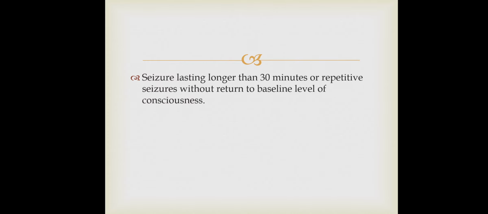What is the definition of status epilepticus? Seizure lasting longer than 30 minutes or repetitive seizures without a return to baseline level of consciousness within the 30 minutes. Either the continuous seizure or the intermittent seizure for 30 minutes without bringing back the level of consciousness. It's status epilepticus.